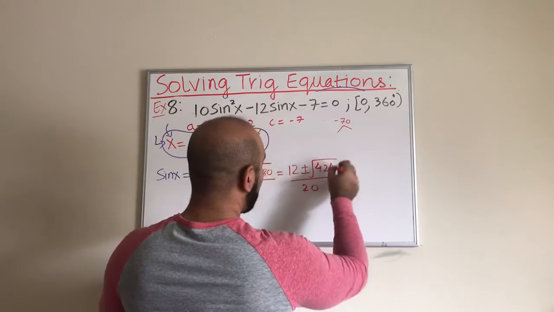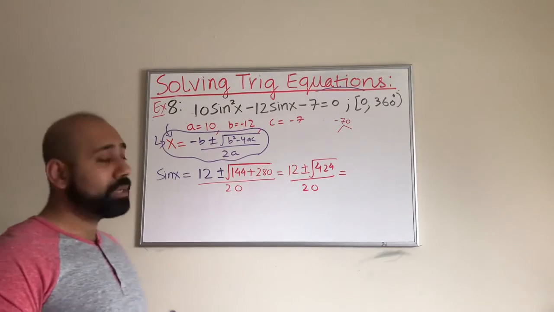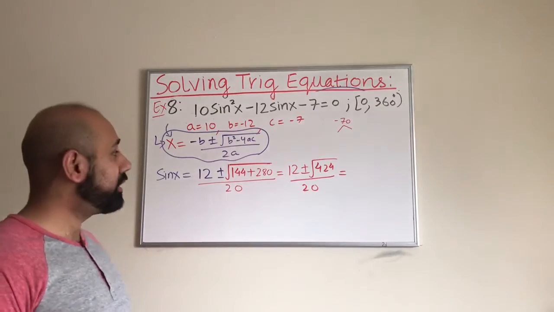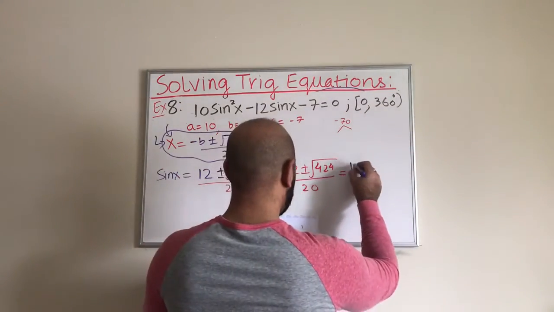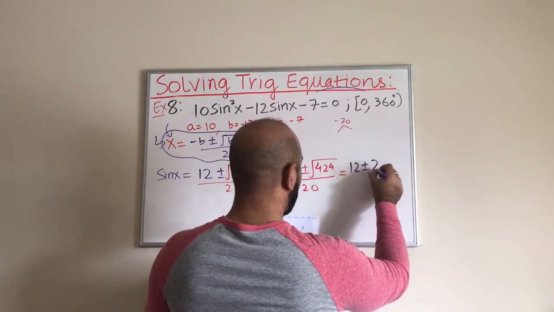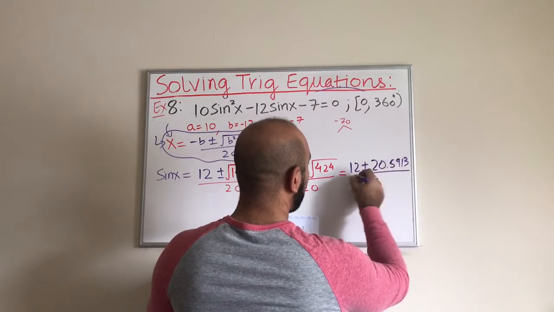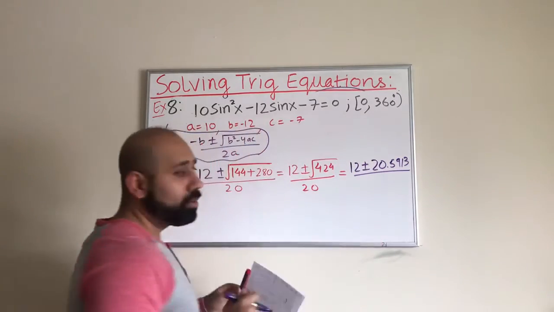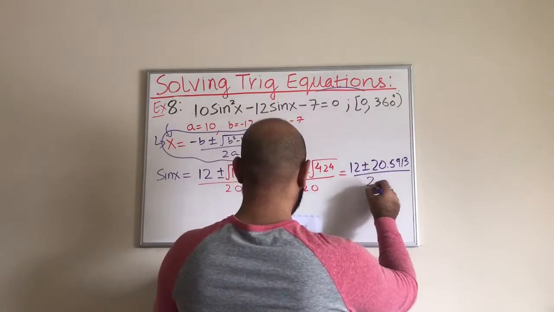After this, we got to simplify. The square root of 424 is not a perfect square, so we will use a calculator, and I used a calculator on this. This is what I have: 12 plus or minus the square root of 424, which is 20.5913. I went to 4 places. If you don't want to go up to 4, if you want to go only up to 2, that's fine as well. But I went up to 4, so divided by 20.